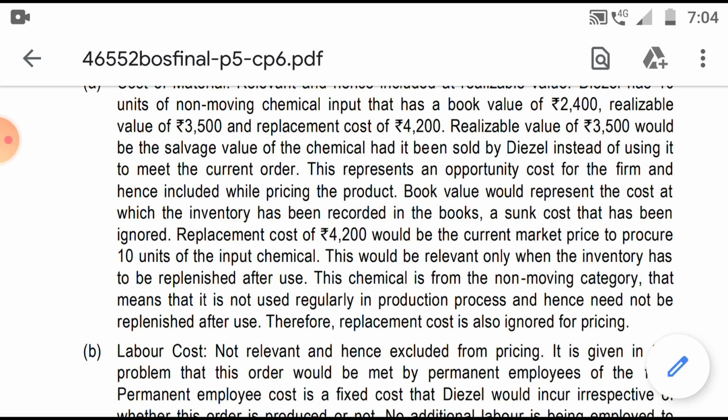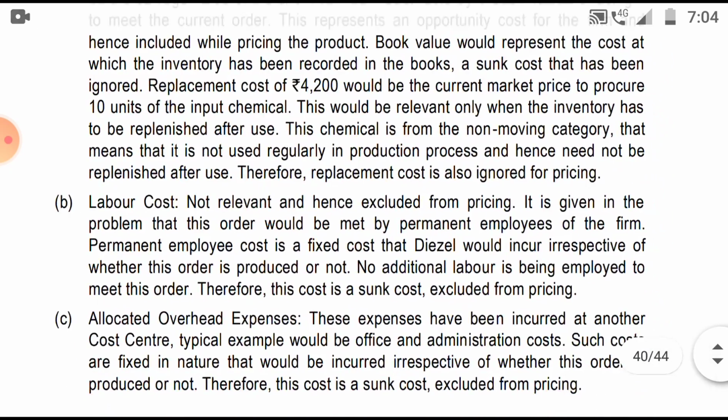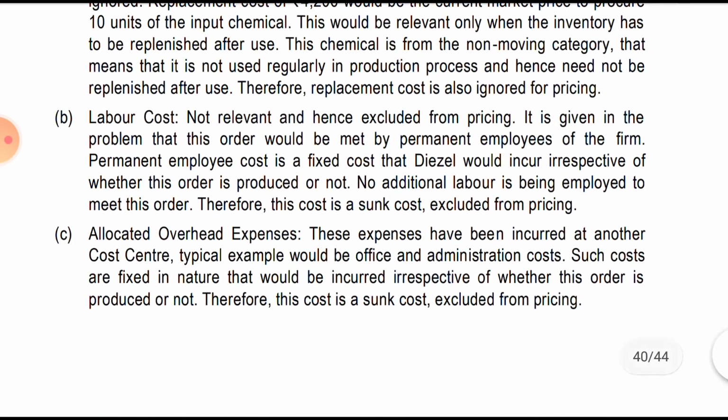Then the book value cost of 2400 is also a sunk cost, which we have excluded. So the cost will be 3500 for 10, so for 1 unit it will be 350. Second part, labor cost, is not relevant and hence excluded from the pricing.